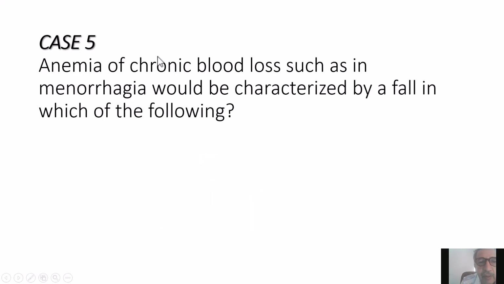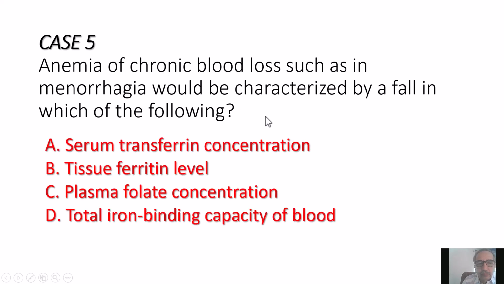Case 5. Anemia of chronic blood loss such as in menorrhagia would be characterized by a fall in which of the following? Menorrhagia is excessive bleeding during the menstrual flow. Menstrual loss is excessive. For months together the woman is losing blood. So there will obviously be iron deficiency because of the loss of iron after bleeding.